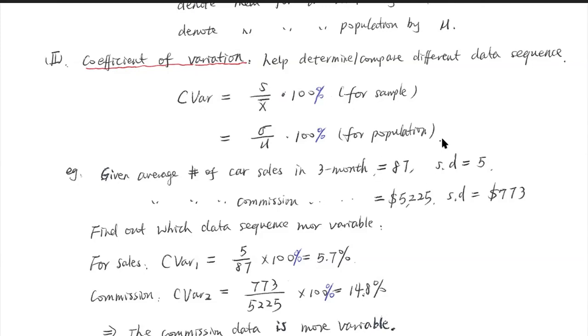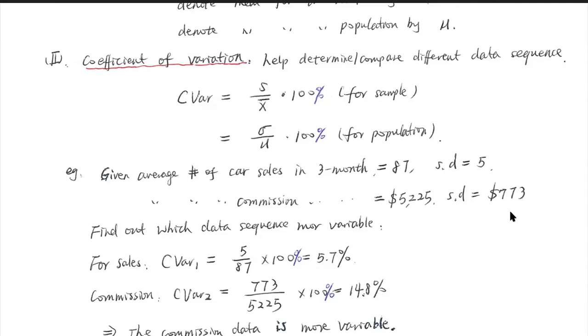And for that data sequence, we can calculate it by ourselves, but in this case it is given, right? Standard deviation equal to 5. That's easy, right? Another data sequence here, everybody, they are given for the car dealers, right? The commission for each car every 3 months, right? It's $5,225, like that, right? Every 3 months, right? And then standard deviation is $773.